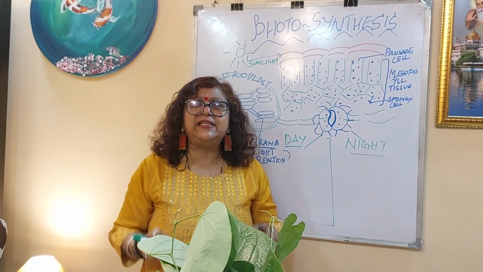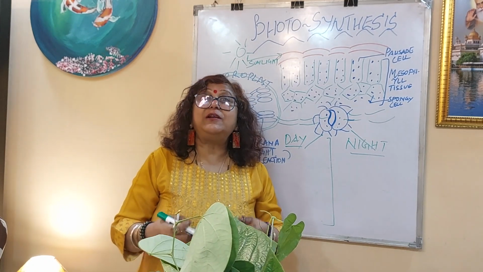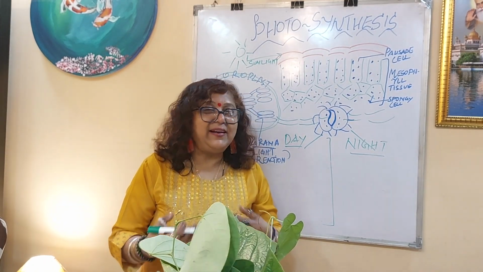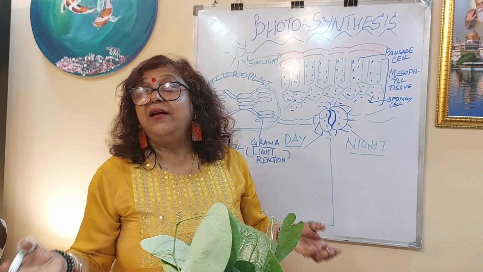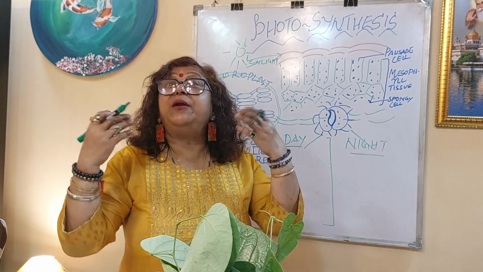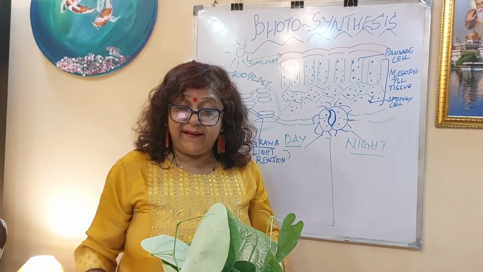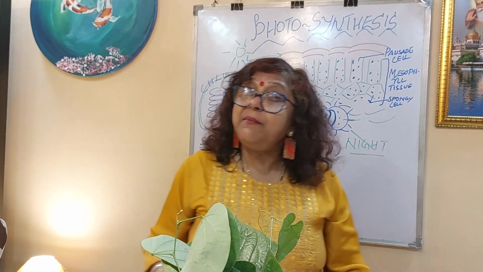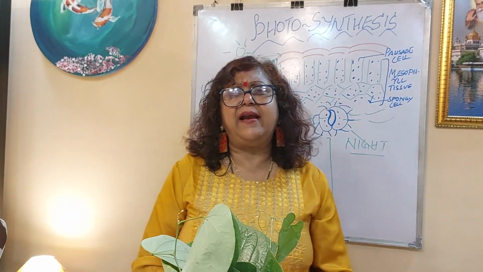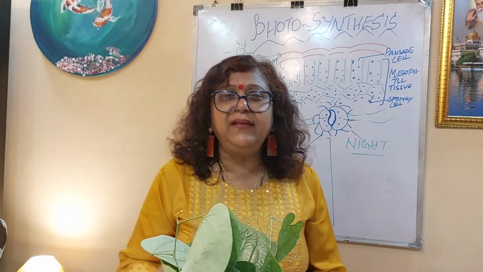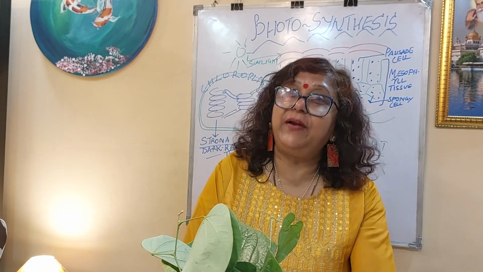Because the leaf is considered the kitchen of the plant, right? Like in your kitchen, food is made, all delicious food. And we are heterotrophs. We cannot make our own food. We have to depend on some other organism for food. And the organism on the earth which can make its own food and is totally independent of any other organism is nothing but the green plants. Okay? And that is all about today.